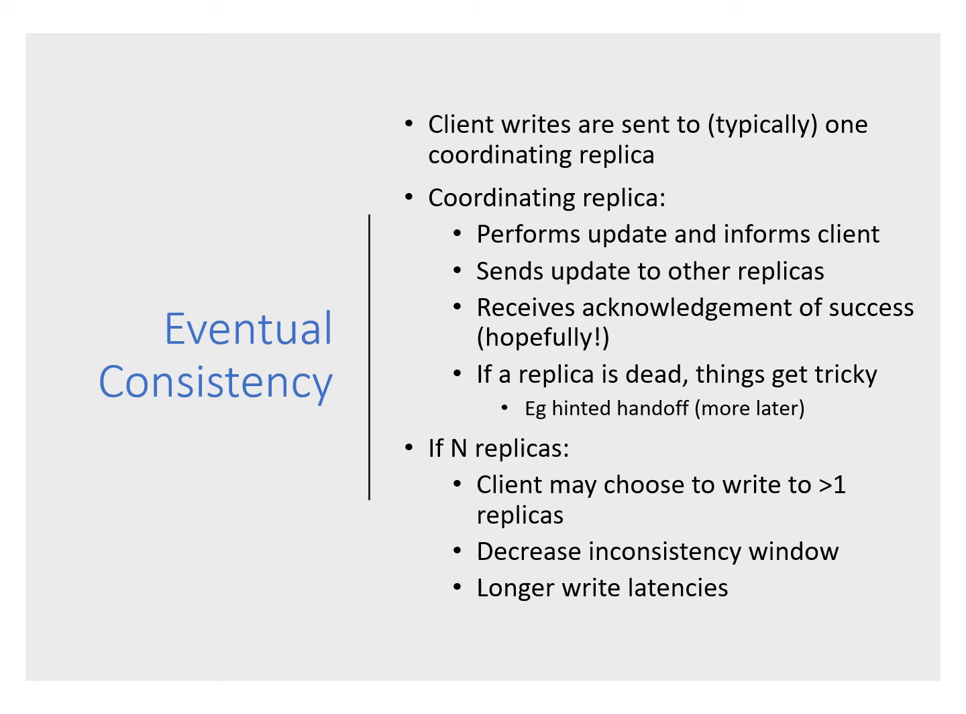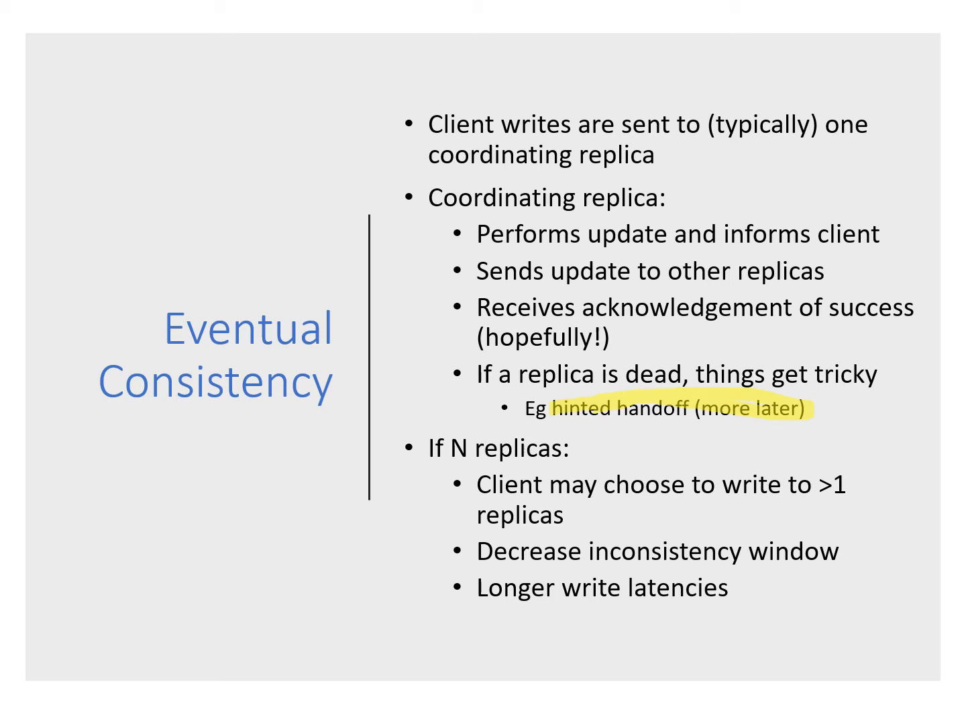So just to summarize, client writes are sent to a coordinating replica. The coordinating replica is responsible for updating locally and informing the client that the update is persisted. It then sends the update to the other replicas and waits for an acknowledgement. If a replica isn't available, then things get tricky, and we'll come back to this a little bit later when we discuss something called hinted handoffs or sloppy quorums.